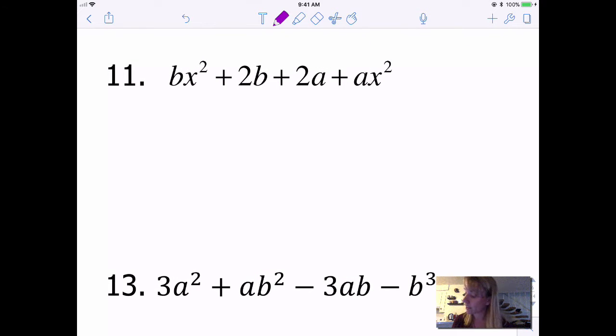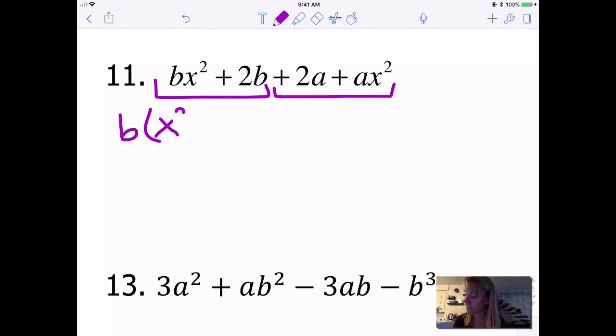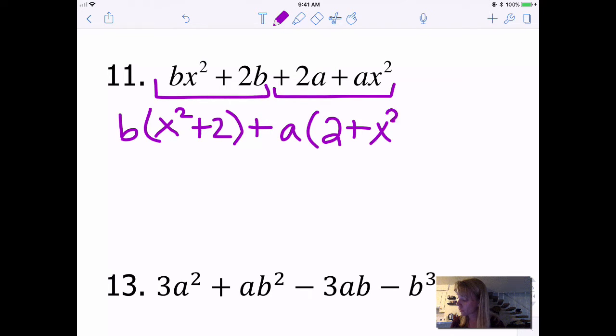So on number 11, I can group. The first two terms have a common b. What's left is an x squared in the first term and a 2 in the second term. My middle sign is a plus. It looks like the common factor in my second two terms is an a. I've got a 2 and an x squared. You might be thinking, yikes, my blobs aren't the same, but really they are.